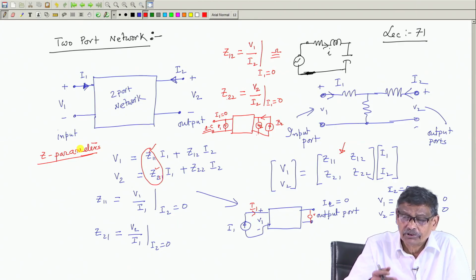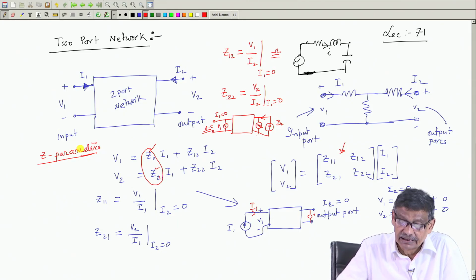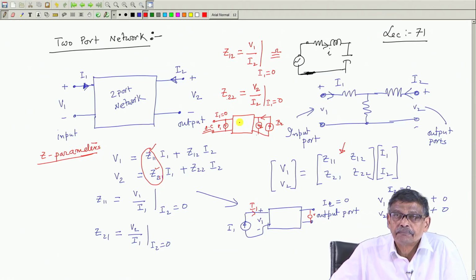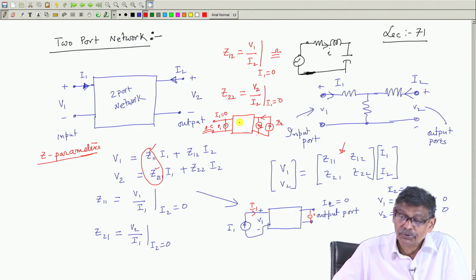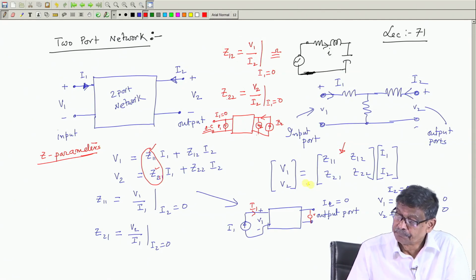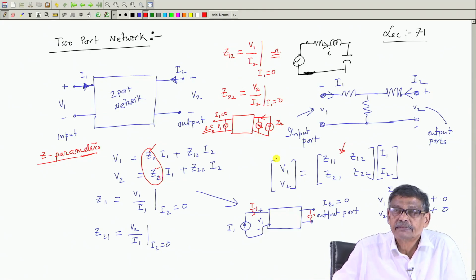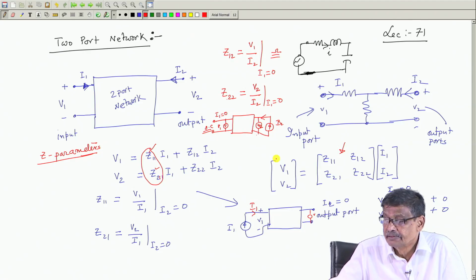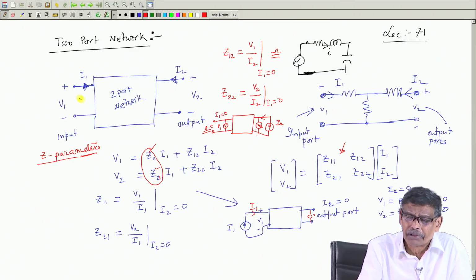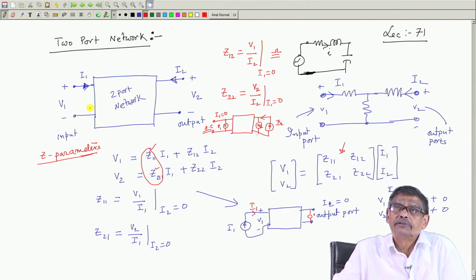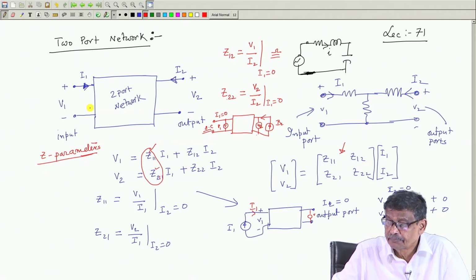While finding out these parameters, you have to keep the other port open, then only you can get these values, as I have elaborated here. Is that clear? So, in a 2 port network, when the voltages are expressed in terms of currents, you get what is known as open circuit Z parameters. Why does that open circuit business come in? Because to measure those parameters, you have to keep the other port open and excite the other port with current sources, that is all, and measure the voltage and current.